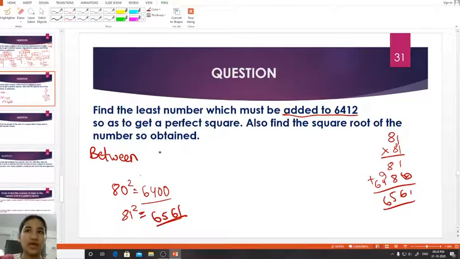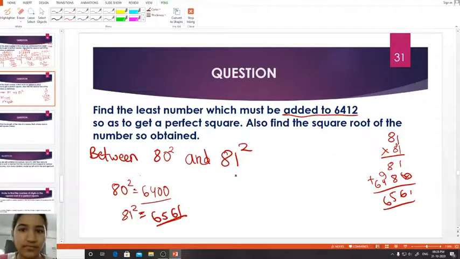So that means we can conclude that 6412 lies between 80 square and 81 square, right? Now which is nearer to 6412, 6400 or 6561? It's 80 square. But there is one problem over here. We cannot take 80 square because they are asking what must be added to it. So here we would have to subtract 12, right? So it is not possible.